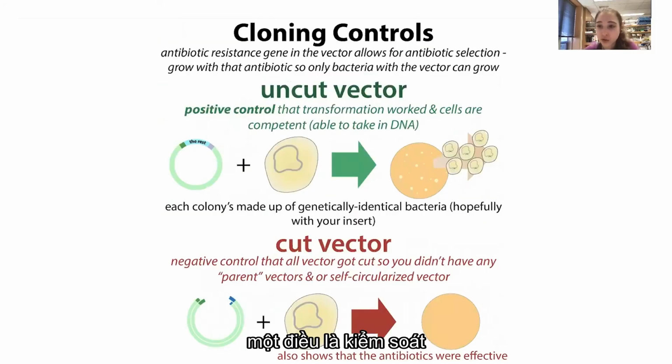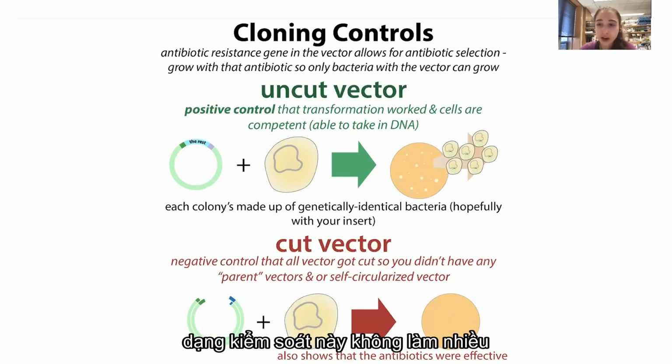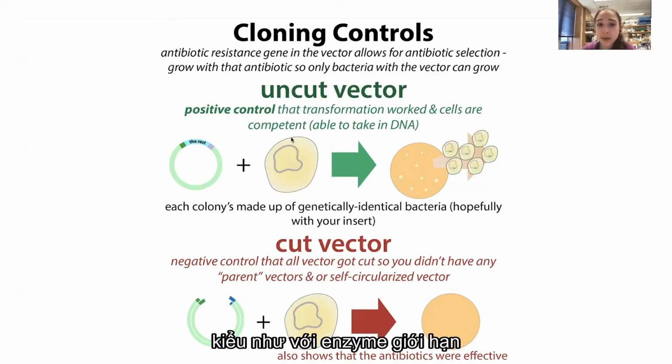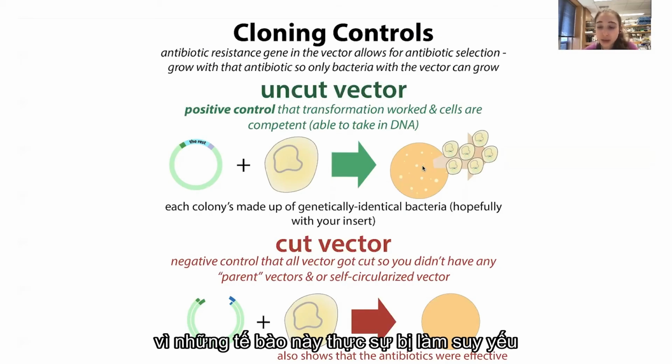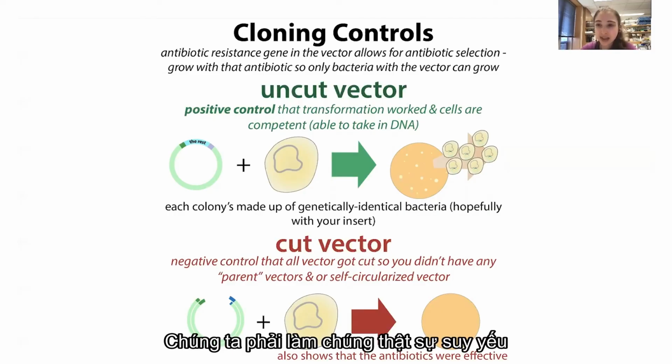One thing is controls. In practice, we don't really do this sort of control that much. But if you're having problems with your cloning, or if you're new to cloning, you definitely want to use controls. These are controls you could do for a restriction enzyme type. You want to use a positive control to make sure that your competent cells are actually competent. These cells are really weakened. We have to really weaken them in order to get them into that state where they're likely to take in the plasmid.